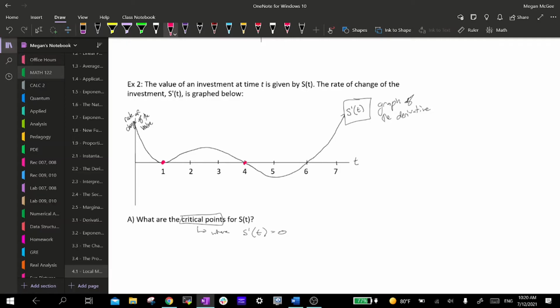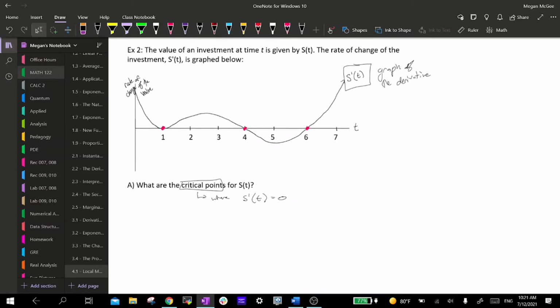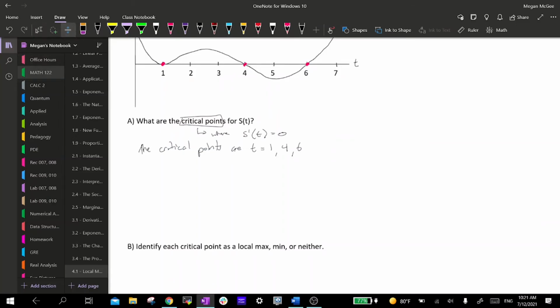We are 0 again at 4. And then we're 0 again at 6. So it's really important we are looking at what we are given on the graph, and that we are given the derivative and not the original function. All right? So the critical points are t is equal to 1, 4, and 6. Part B asks us to identify each critical point as a local max, min, or neither.